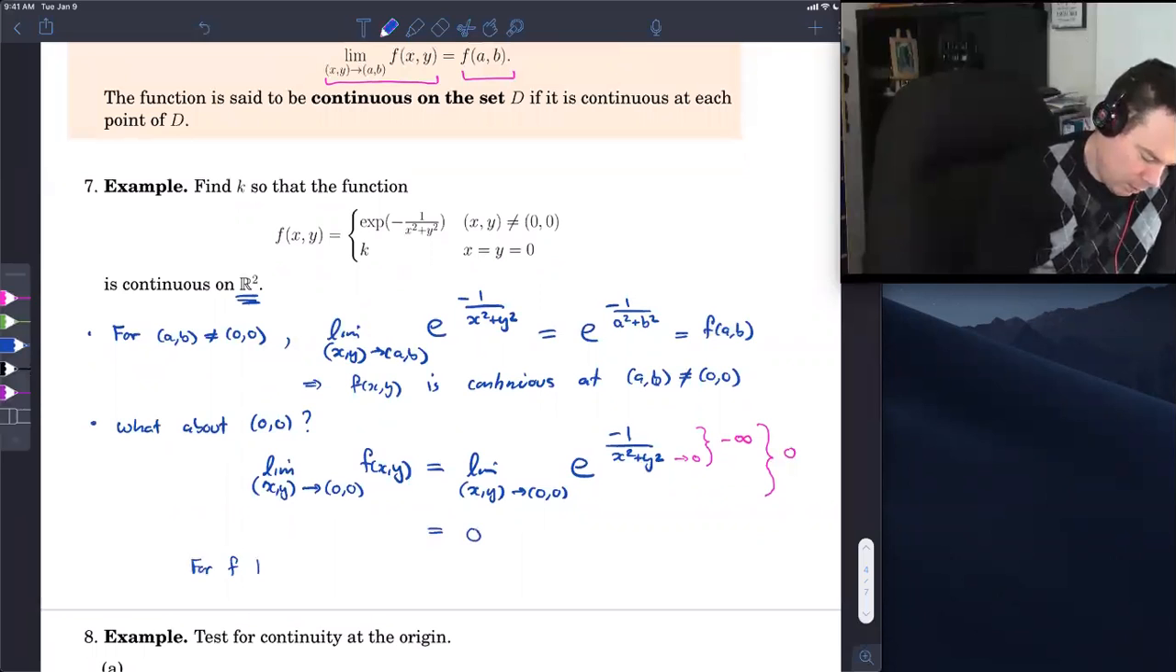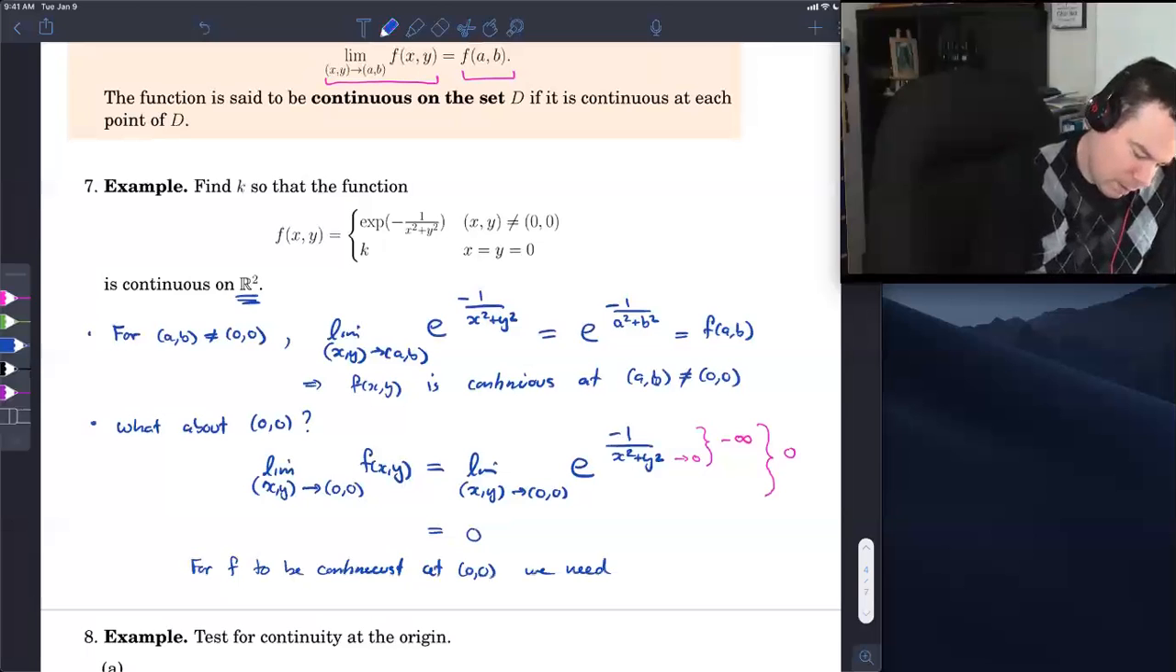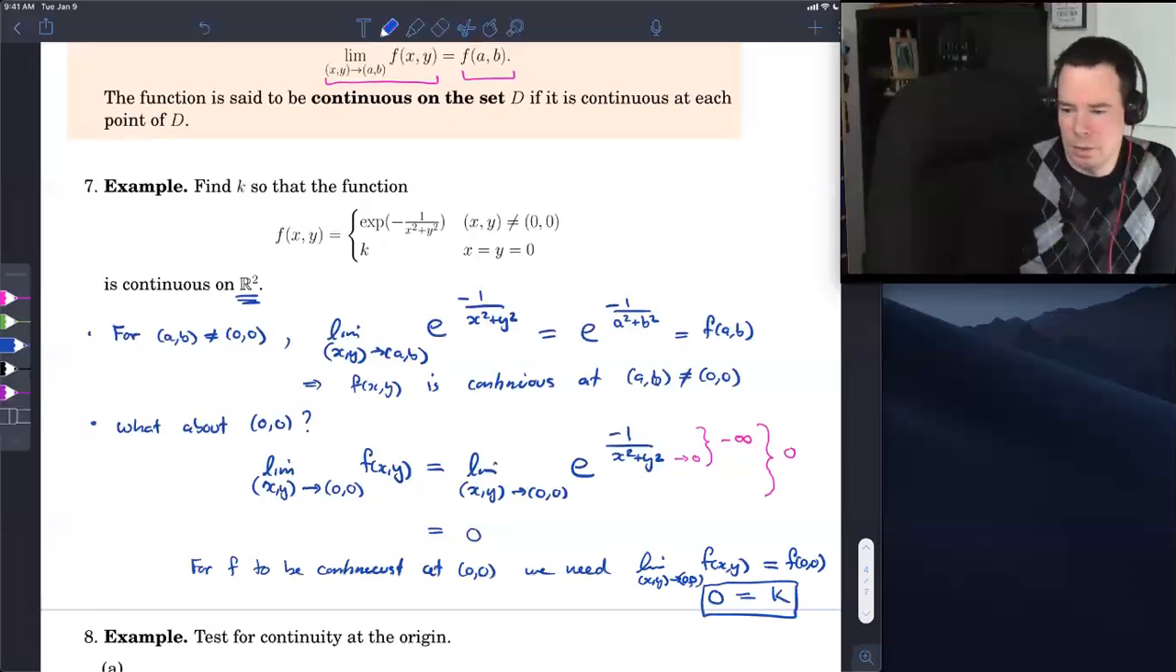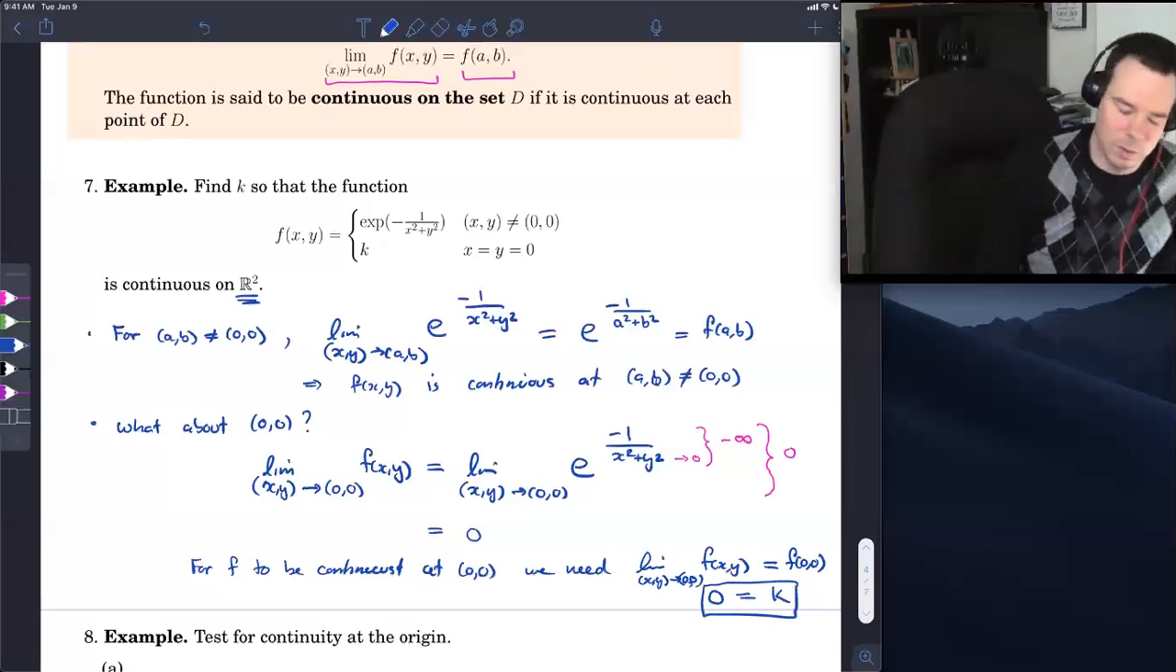So that means for f to be continuous at 0, 0, we need the limiting value as xy goes to 0, 0 of f of xy to be equal to the function value. The limiting value we found to be 0. The function value is k. So that tells us we need k to be 0 in order for it to be continuous.